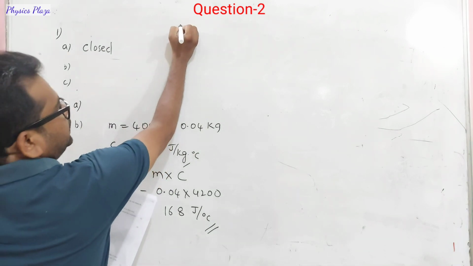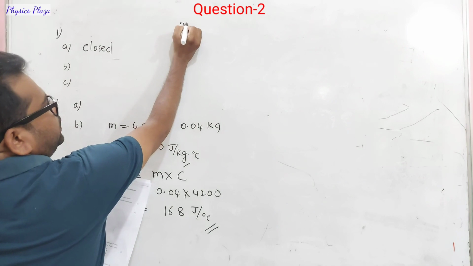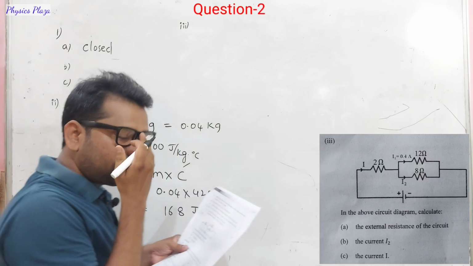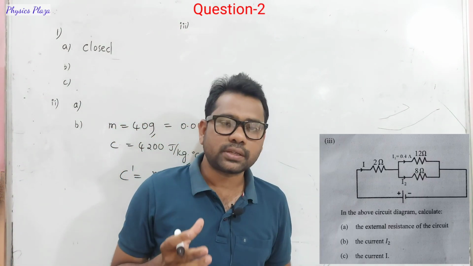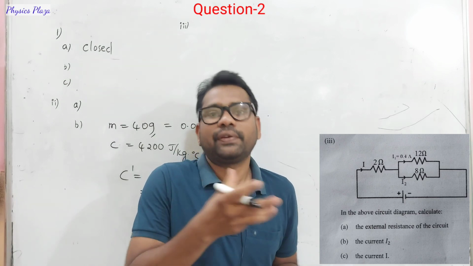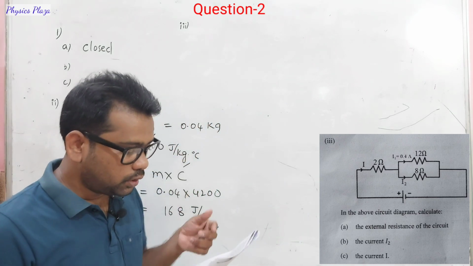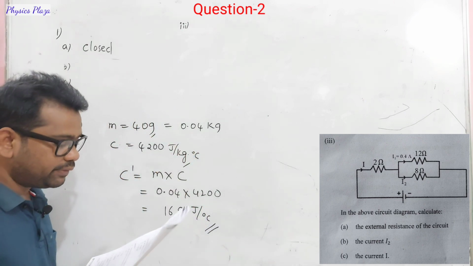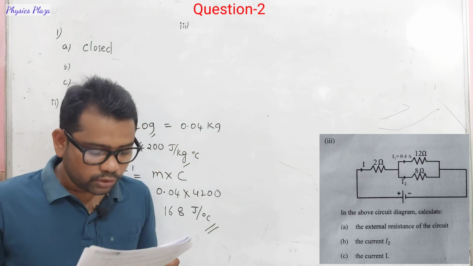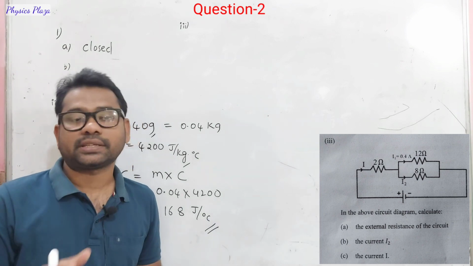Now the third bit, children. The third bit is very important. According to the information, some students face a little bit of difficulty in this third bit of the second question. So what is the question here? Look here, a circuit is given. In the above circuit diagram, calculate the external resistance.